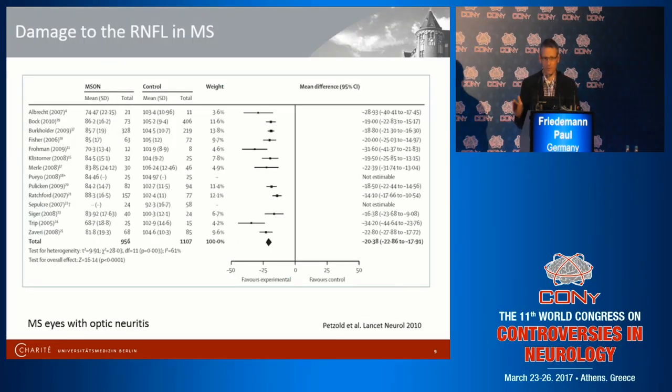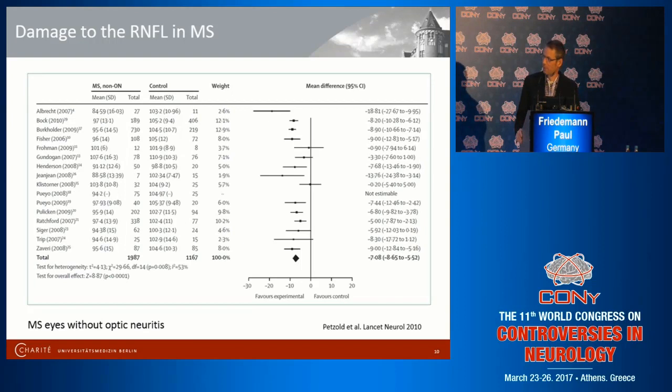To show that the OCT data collected in the past 10 years are very consistent, I brought this slide. This is a meta-analysis, again from the work by Axel Petzold that was mentioned earlier. Across countries and cohorts, there's a high consistency and robustness of the data showing damage to the retinal nerve fiber layer in eyes with optic neuritis, roughly in the range of 20 to 30 micrometers. Something similar applies, and this is perhaps more interesting from a pathophysiological standpoint, to eyes without optic neuritis. The order of magnitude is a little smaller here, roughly between 5 and 15 microns.